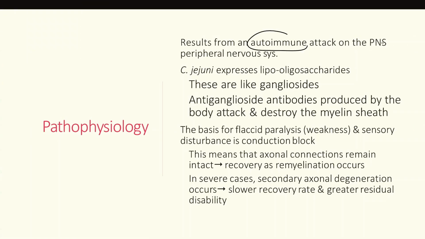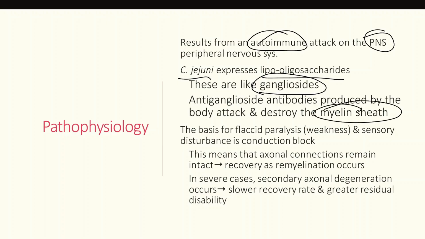So again, GBS is autoimmune on the PNS. Multiple sclerosis is autoimmune on the CNS. Campylobacter jejuni expresses lipooligosaccharides. These are gangliosides. These gangliosides have antibodies produced by the body, and they are the ones that attack and destroy the myelin. So it's these gangliosides that cause the issue.